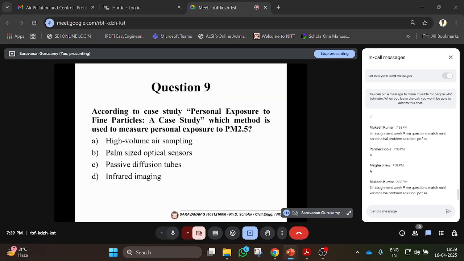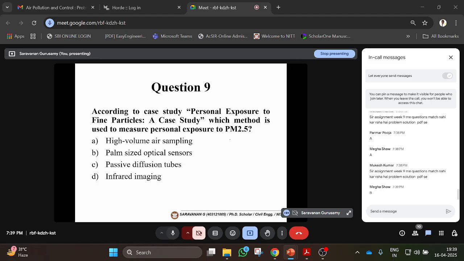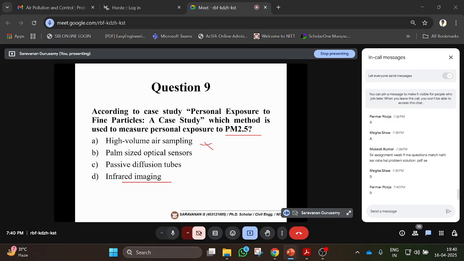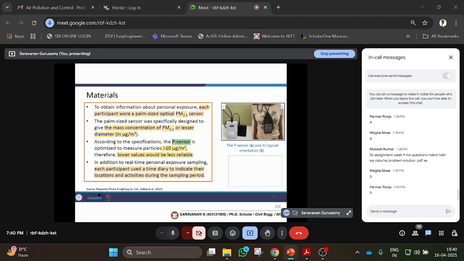It's a surface disinfectant. According to the case study that we have discussed, which method is used to measure personal exposure of PM 2.5? High volume sampler? No, that is for PM 10. Palm sized optical sensors, passive diffusion tubes, infrared imaging. In that case study, they have used palm sized optical sensors. They gave them to a large number of people, and every day they hang them on their necks and measure wherever they go. It's palm sized optical sensors, hanging on their necks, and that can be measured for PM 2.5. Handheld sampler, palm sized optical sensor.